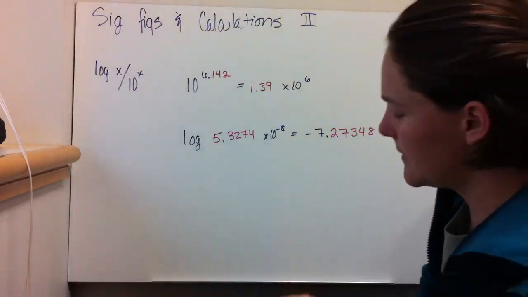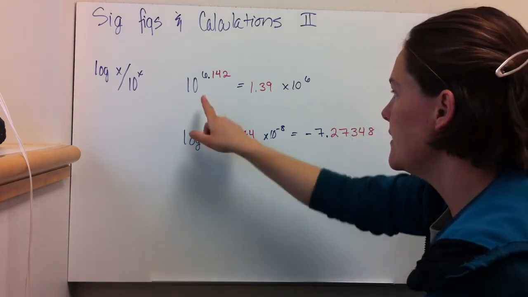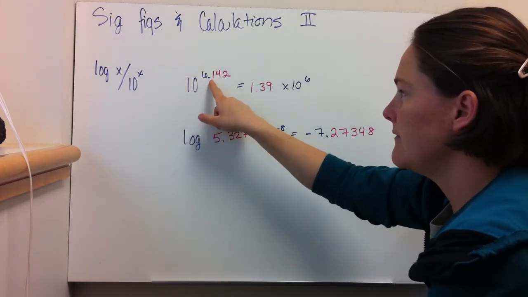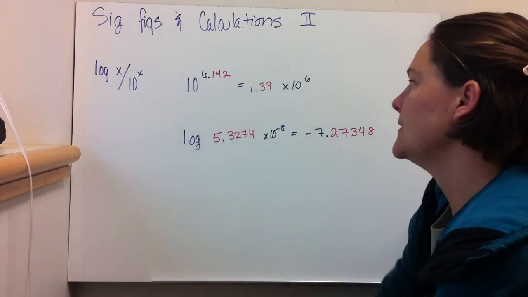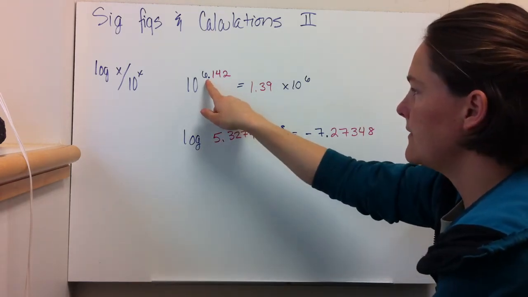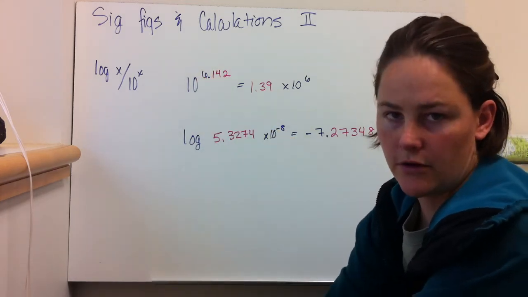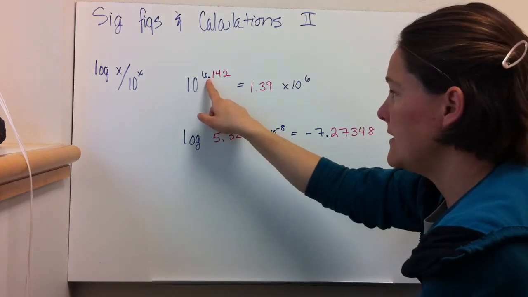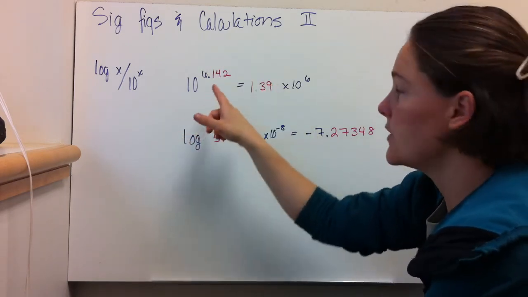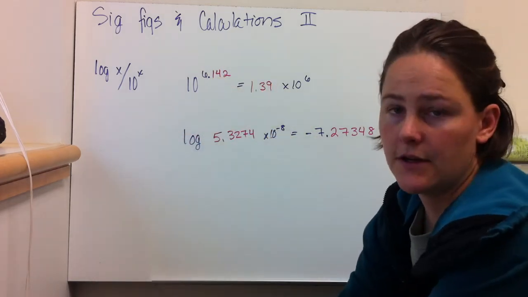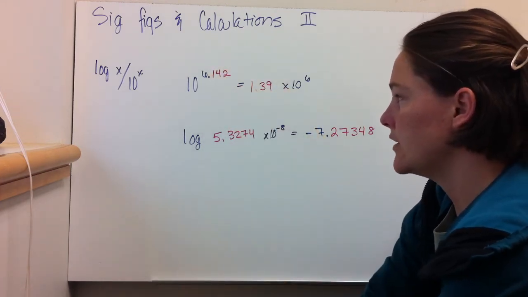Alright, so one more mathematical operation is log x, or 10 to the x. So here you have 10 to the 6.142. And here the 6 is sort of a placeholder, it ends up being an order of magnitude. So it's only the numbers after the decimal place that are significant figures. So then your answer here is going to have 3 significant figures.